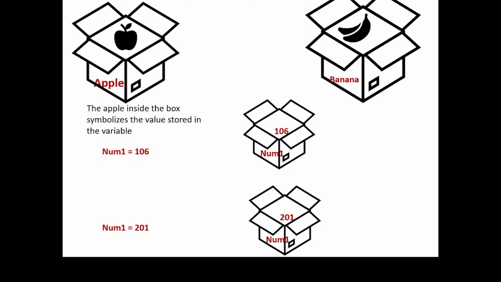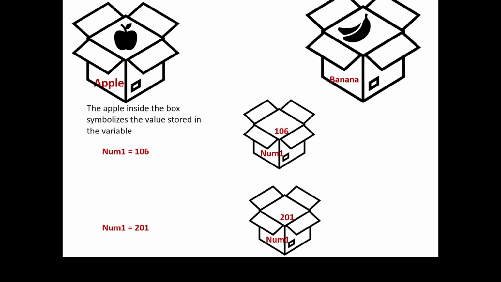So here, in the previous slide I showed that num1 is equal to 106. It contains the value 106. And later in the program, when we change the value of num1 to 201, it holds the value 201. So that is the variable. Num1 is an integer variable, and apple is an object, or if you assign apple is equal to apple in a string, that is a string variable.